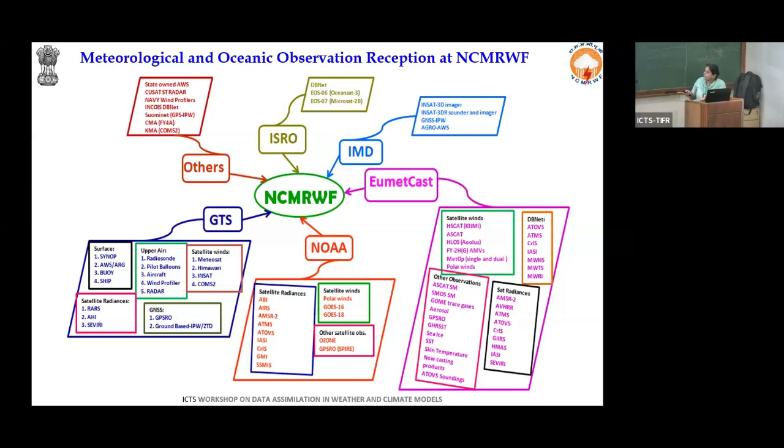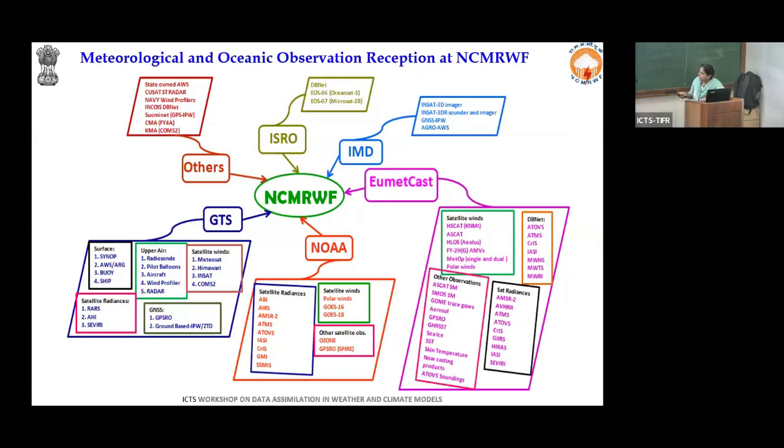Other datasets, like some wind profiler data, we are getting from QSAT, then some Navy wind profiler, and some other data from other sources also. The CMA, the Chinese satellite data, we are getting through CMACast, and the Korean satellite data through KMACast. So at NCMRWF we receive almost all the global data in near real time.